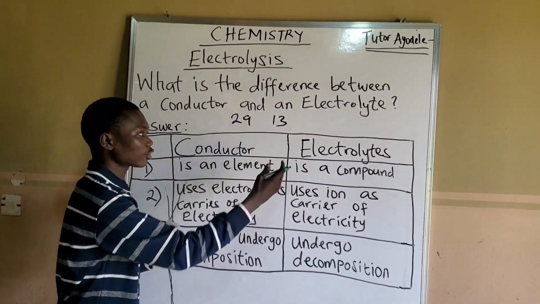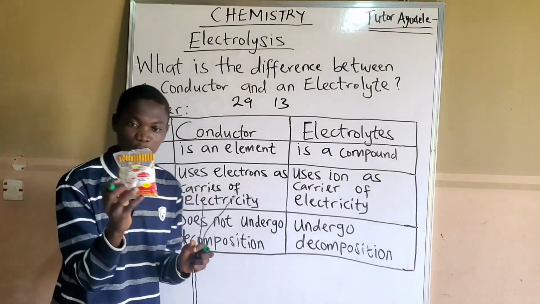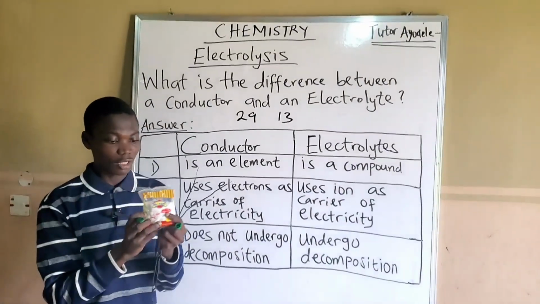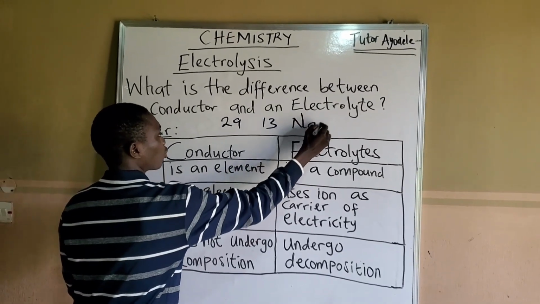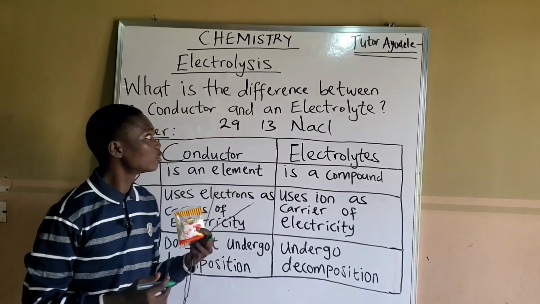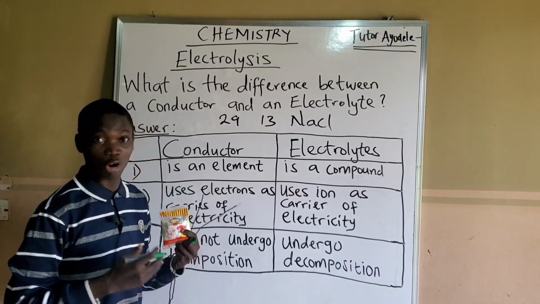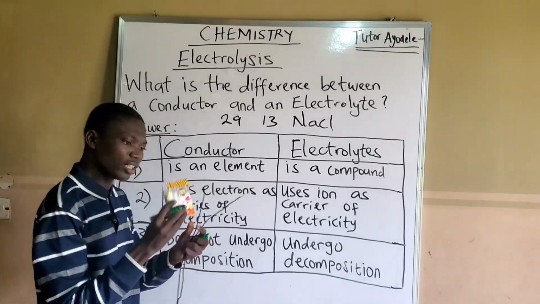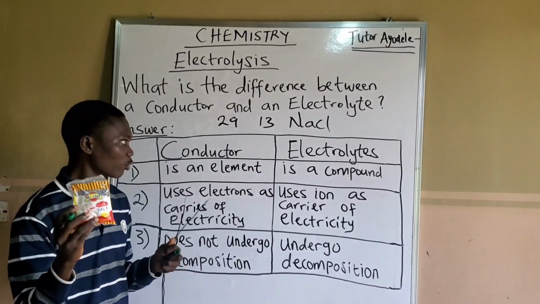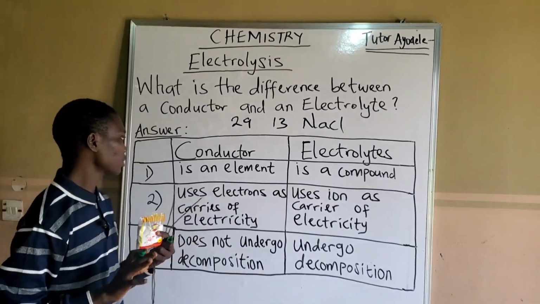Talking about the electrolytes, we said it's a compound. Look at this table salt. The formula of this table salt is sodium chloride. And sodium chloride is a what? It's a compound, when sodium reacts with chlorine to give you sodium chloride. So the electrolyte is a compound. Both of them conduct electricity. I can perform it for you, but I think I'll prepare a separate video for that.